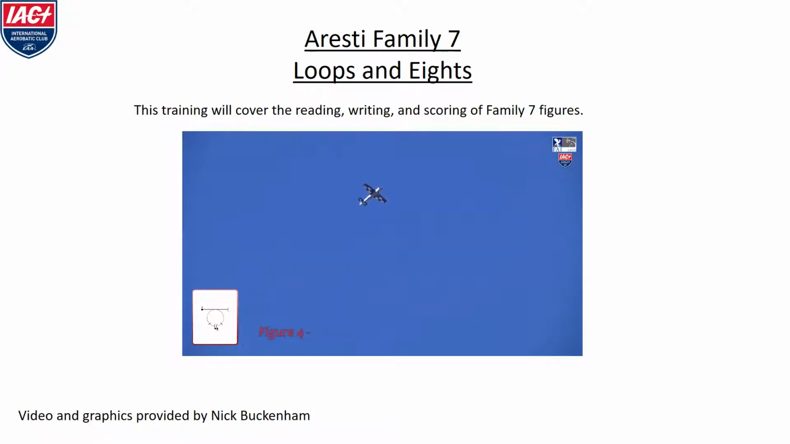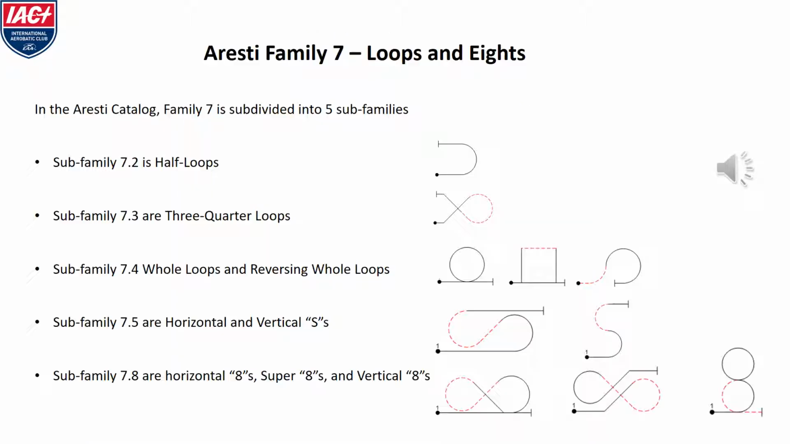Upright. Figure 4. Negative loop down. Two-point roll on the bottom. Sorry, 2 full rolls on the bottom. And figure upright. Figure 5.